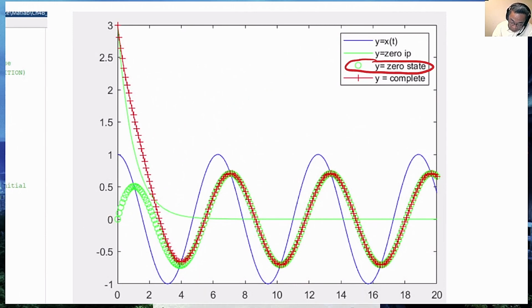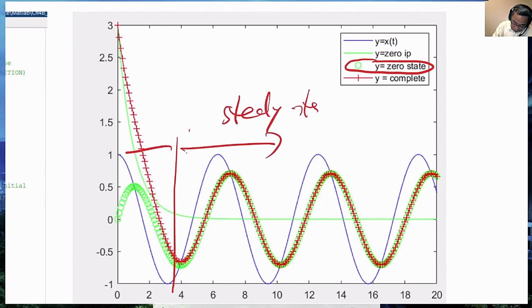Together, they make y complete. Why is y complete? It is the red crosses here, the green guy, the green circle plus the green straight line. Together, they form y complete. So with y complete, it is very obvious that only after maybe this time onwards, this is steady state. And before this time, it is a transient. Okay, it's very nice. And the blue guy is of course the input.